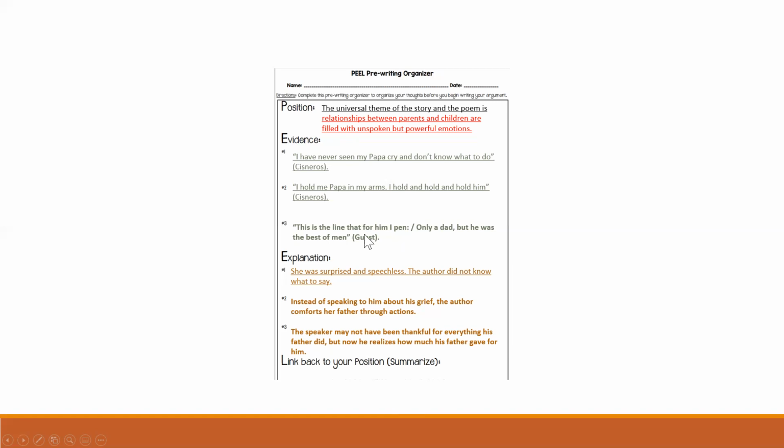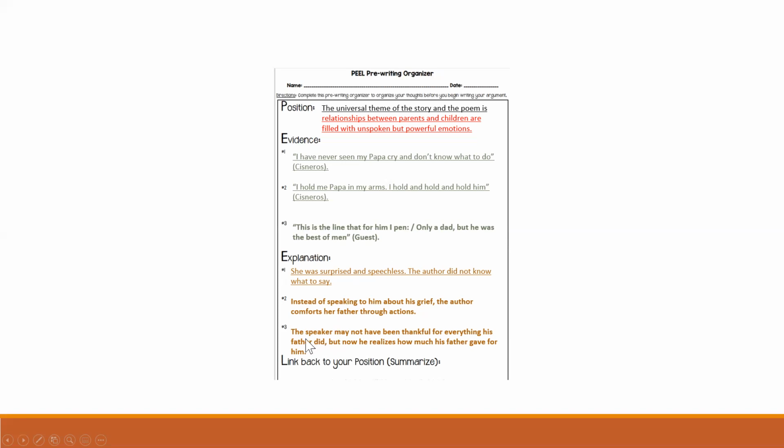Okay. So the line that I chose was, "for him I pen, only a dad, but he was the best of men." Now this slash here, you'll remember from when you learned poetry, is used when you are quoting text from a poem. This slash just means that the line didn't start here. It wasn't structured as regular writing. It was short lines, typical poem structure.